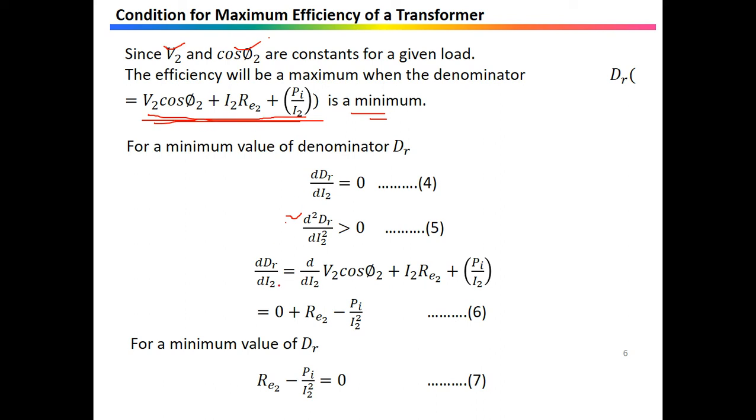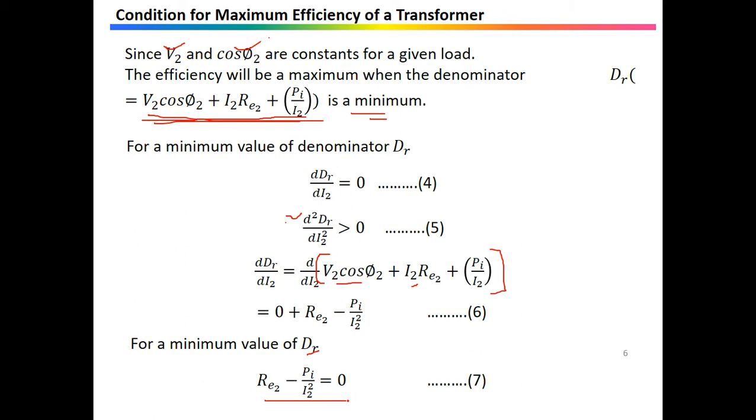So we are taking d over dI2, and this is the factor, and this is the denominator value here. On differentiating it with respect to I2, since there is no I2 in the first part, it will be 0. Here is the I2, so differentiating gives Re2. That means I2 becomes 1, Re2 is constant. The second part will be 0. And the derivative of 1 over I2 becomes minus 1 over I2 square. So it will be minus Pi over I2 square. So for a minimum value of the denominator, we have this equation with us.